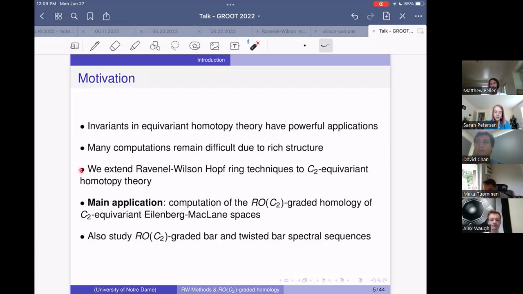So what we'll be talking about today is an extension of Ravenel-Wilson Hopf ring techniques to C2 equivariant homotopy theory. And our main motivation and application of this will be computing some of the RO(C2)-graded homology of C2 equivariant Eilenberg-MacLane spaces. Along the way, we'll also study some RO(C2)-graded bar and twisted bar spectral sequences.